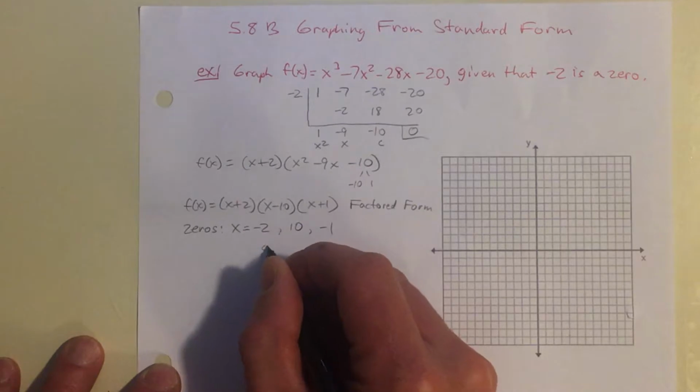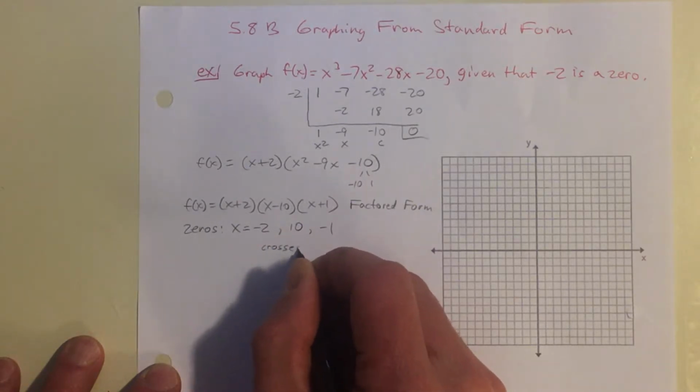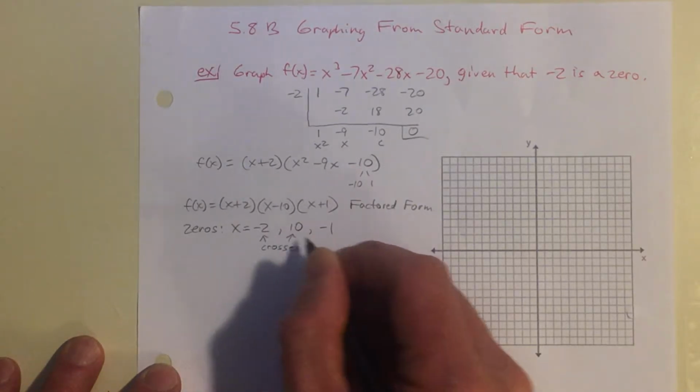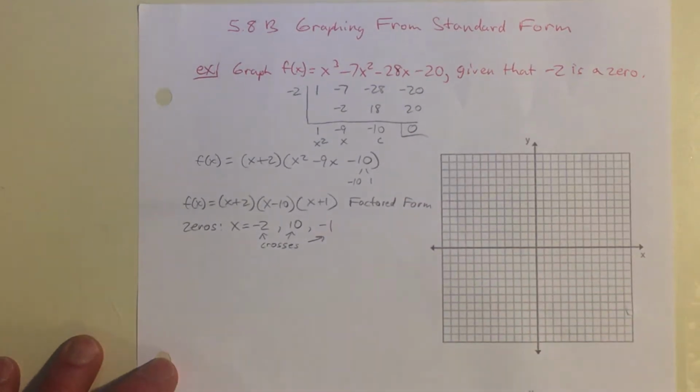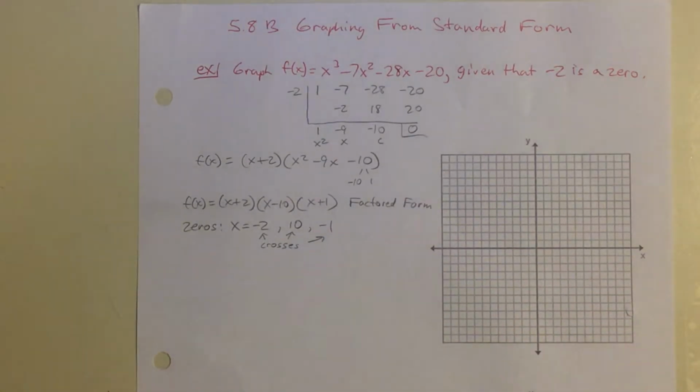So at these zeros, they're all going to cross. Okay, it's going to cross there. We had no multiplicities this time. Or our multiplicities were 1, I guess we could say.